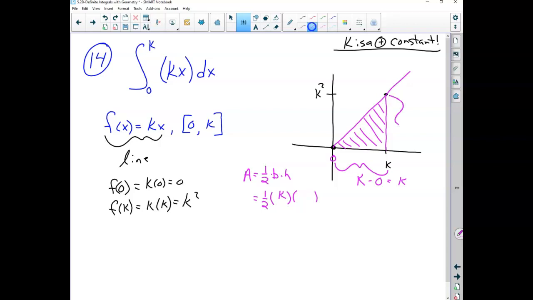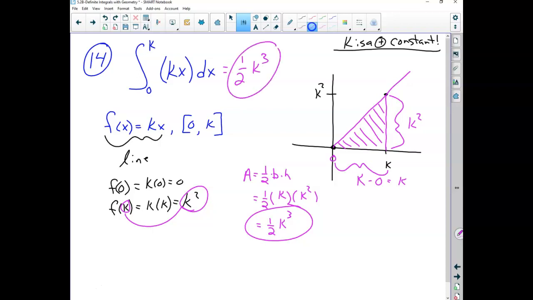Well, how tall is it? What is this going to be? Well, what did we get when we plugged k into the function? We got k squared. So this is k squared tall. So the area is 1/2 k cubed. Plug that in to your calculator. 1/2 k cubed. And that is the area, okay?